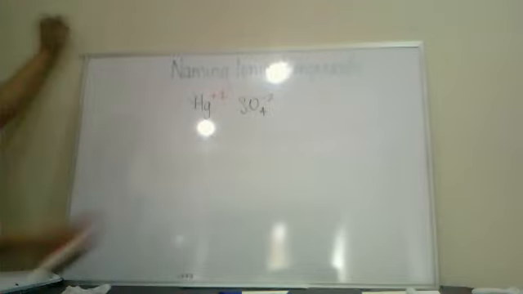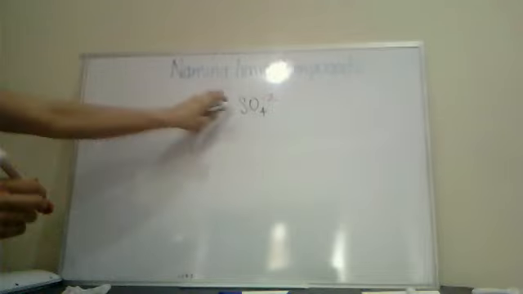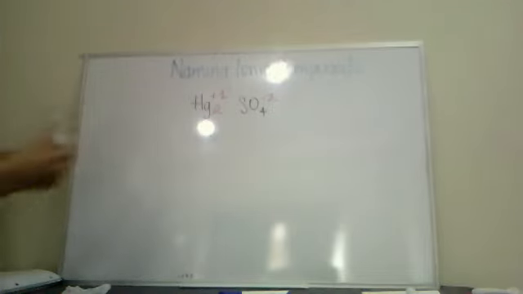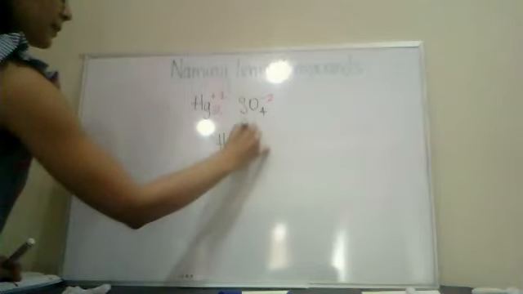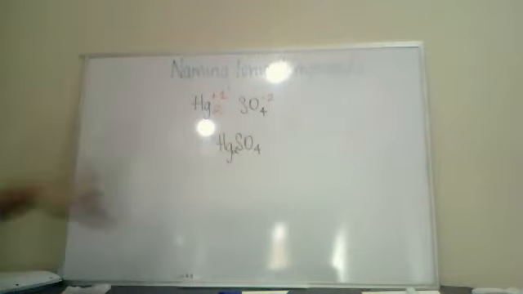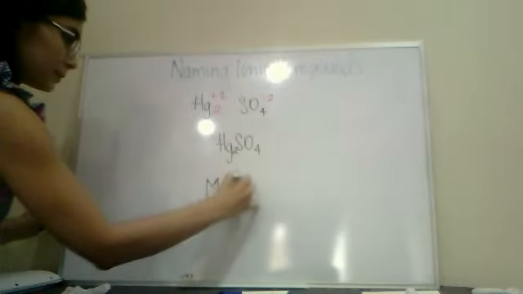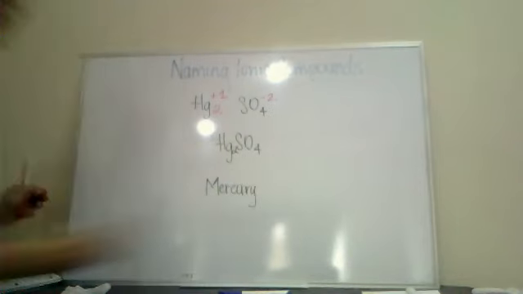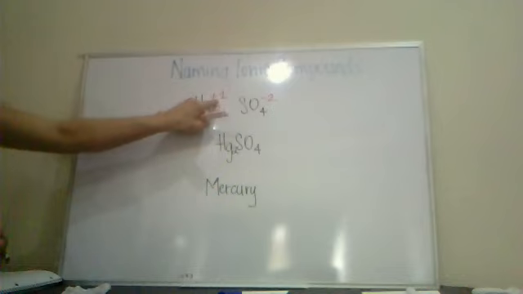I need mercury to become a 2, so I'm going to put a 2 here. 2 times 1, 2, minus 2, 0. So my compound is mercury 2 and then we have the sulfate. Now we're going to name it. Put mercury. Mercury is a transition metal, and I'm using the charge of +1.